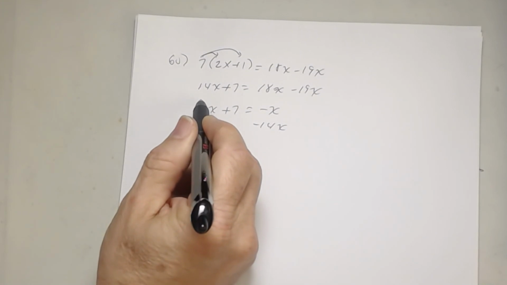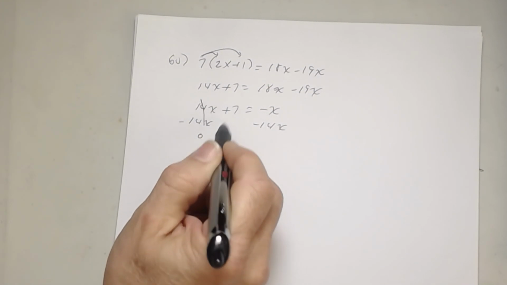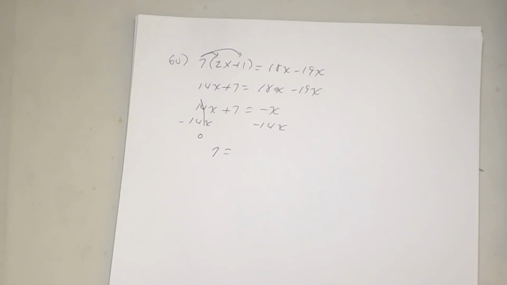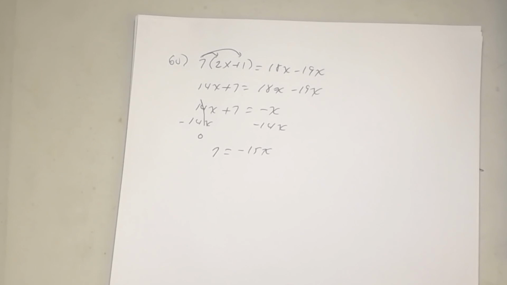So 14x and a negative 14x is 0. So what's left over here? 7. That's what I have. All right, now what's a negative x and a negative 14x? Negative 15x. So negative 1x and a negative 14x is a negative 15x.